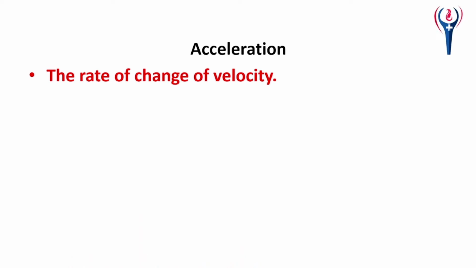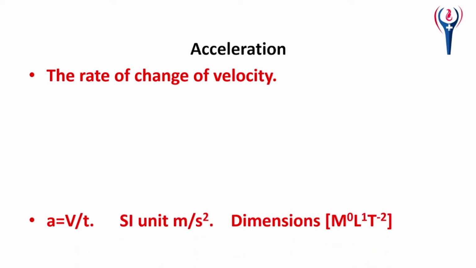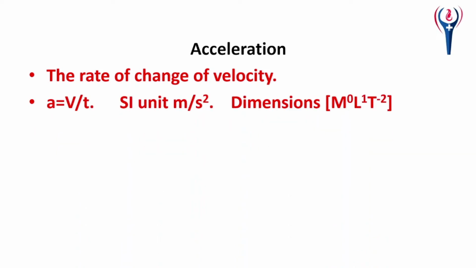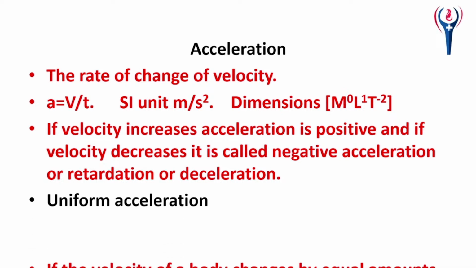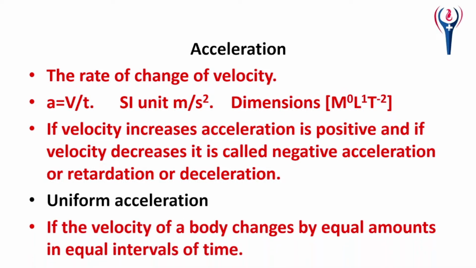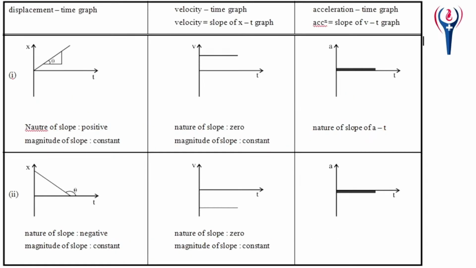Acceleration is the rate of change of velocity, a = v/t. Unit is meter per second square, dimension L T^-2. If velocity increases, acceleration is positive. If velocity decreases, acceleration is negative, called negative acceleration, retardation or deceleration. Uniform acceleration: if the velocity of a body changes by equal amounts in equal intervals of time. If it changes by unequal amounts in equal intervals of time, or equal amounts in unequal intervals, that is non-uniform acceleration.